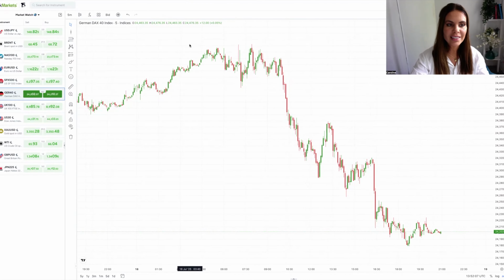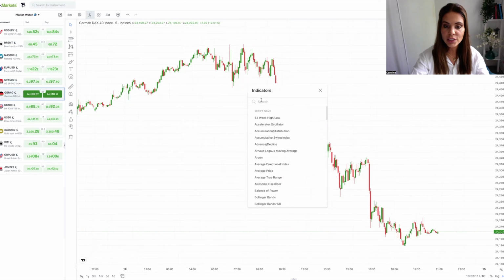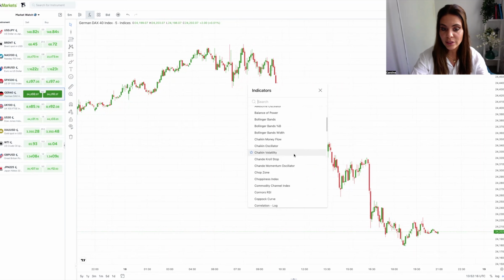So on ThinkMarkets, to access the indicators, you click on this symbol here and you can either search for the indicator if you know the name, or you can scroll down and you can see what they've got. It's all in alphabetical order. If there's one that you particularly like, you can hover over the side here. There's a star symbol. If you click on that, you can add it to your favorites, and then you'll be able to access it more easily.